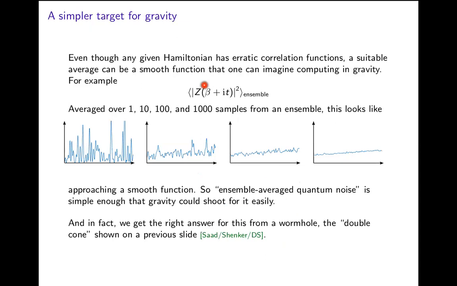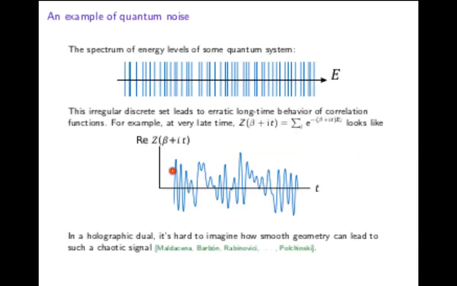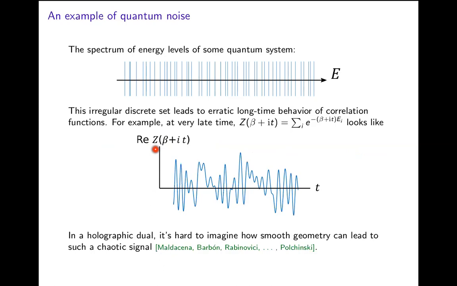Okay, so that plot was for a particular Hamiltonian, and even though a particular Hamiltonian has erratic correlation functions like we just plotted, if we take an average over an ensemble of theories, then we can get a smooth function that one could imagine computing in gravity. So first of all, we should take an average of something that has a non-zero average. If we just try to average the real part of Z, the average will be 0 at late times. It's oscillating above and below the real axis.